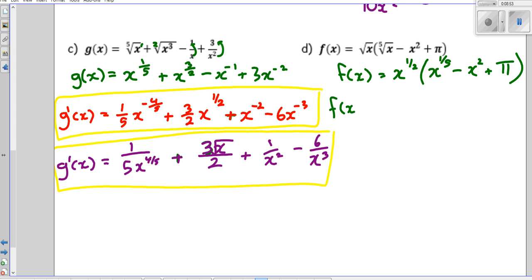The derivative. So when we expand, what's x to the half times x to the 1 over 5? X to the 7. Do you add the exponents or multiply? Add them. Add them, good, yeah. So you need to add them.